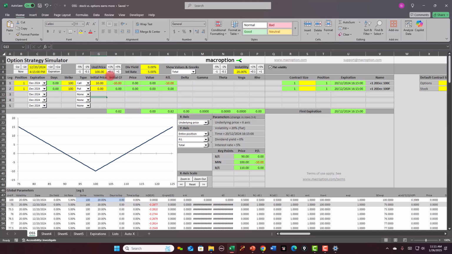Okay, so now we're into an Excel spreadsheet. This is from Macro Option. I've talked about this in a few of the videos. It's just macrooption.com. He sells all kinds of different spreadsheets, lots of them with pricing models. It's a one-time fee, but it's a really cool spreadsheet. Takes a little bit of getting used to, but it's very easy to use.